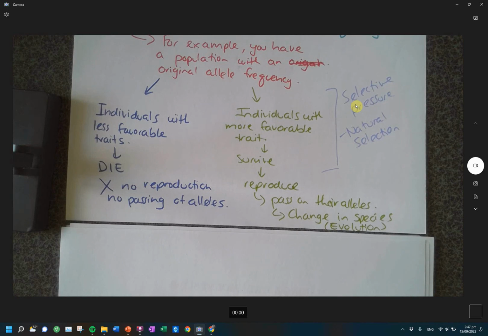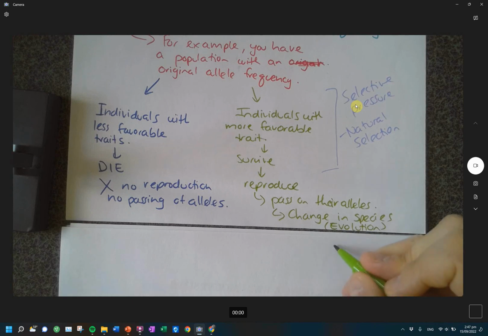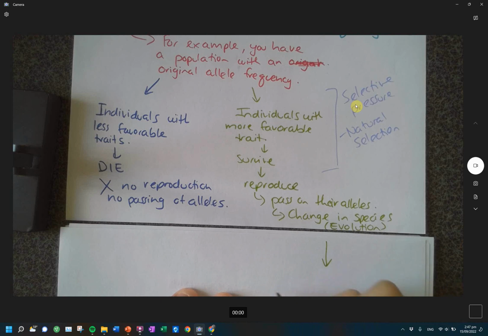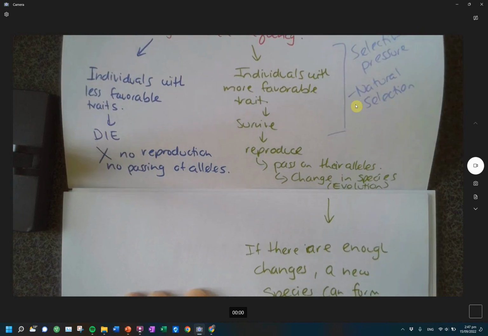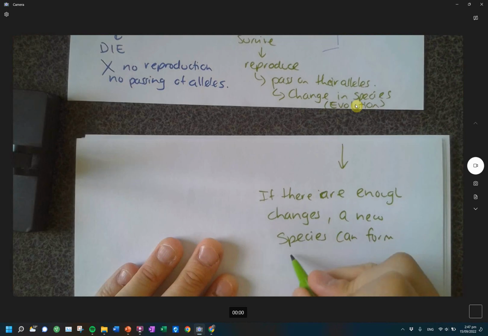If that evolution becomes extreme, what we can then get is a new species forming. A new species can form. That's the term we use: speciation.